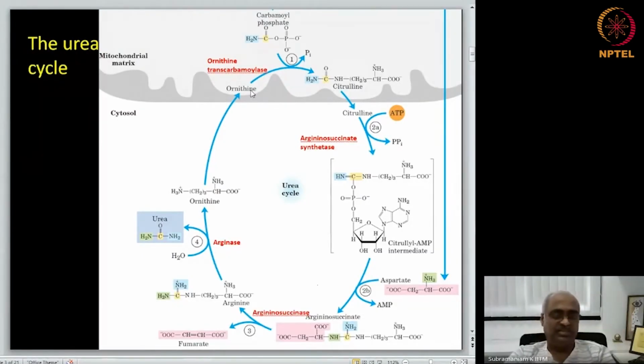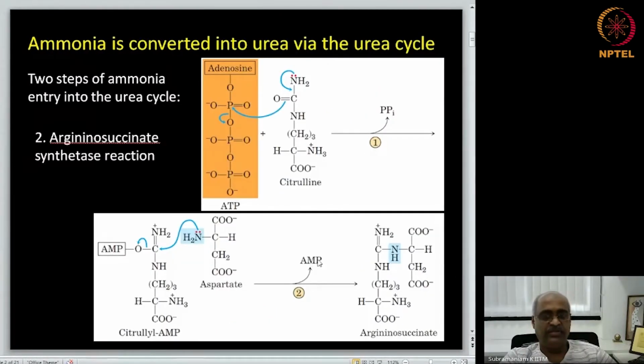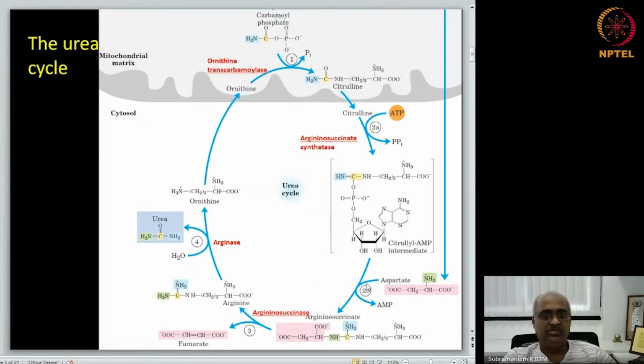This is equivalent to the oxaloacetate in the TCA cycle, the first molecule with which the entry point joins, and that produces a molecule called citrulline. This citrulline combining with aspartate to form argininosuccinate is what we just saw. So these are the 2A and 2B reactions. This citrulyl AMP looks big simply because the AMP structure is drawn out. Otherwise, this is the adenine, ribose, and the phosphate, and this is the citrulyl moiety.